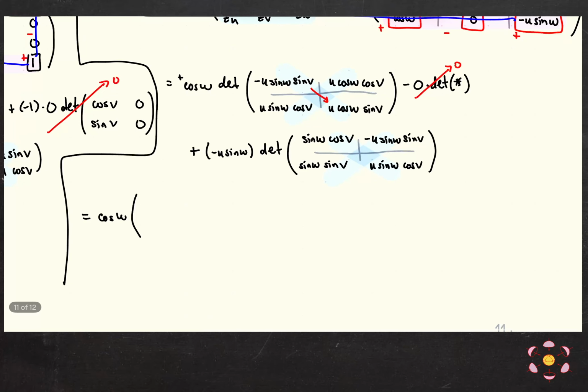I'm going to get a negative u squared. I've got sine w, and there's no other sine w, so it's just going to be sine w. Sine v, but there's two of those, so sine squared v. And cosine of w. Again, since we're multiplying here, the order doesn't really matter. Just keep track. Let's check our work, right? Negative u squared, sine w, sine squared v, cosine w. Okay, that looks correct.